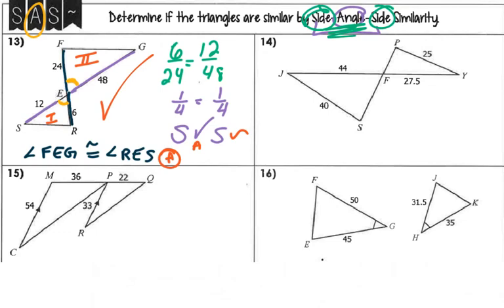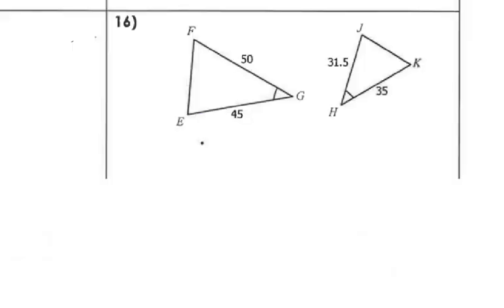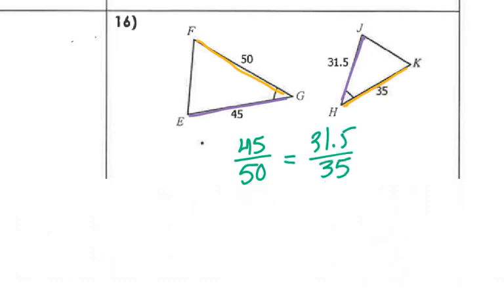Let's look at number 16. Here it is. Let's compare those sides. Shortest side here is 45. Shortest side there is 31.5. Longest side is 50 on this triangle. Longest side is 35. So we're going to place that into a proportion. So we've got 45 over 50 equals 31.5 over 35. So let's go ahead and compare those side lengths. And it looks like they both reduced down to 9 over 10.